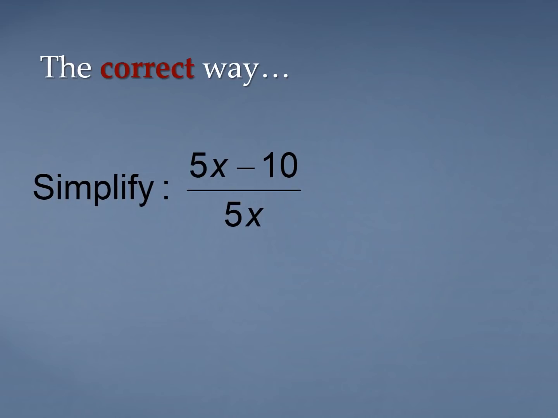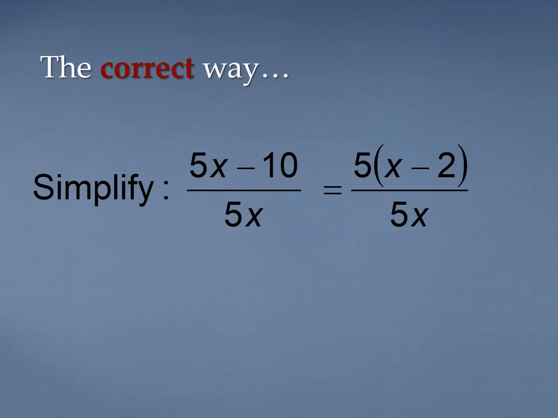Let's take a look at a correct way to simplify a rational expression. This is a very simplistic example, but I think it will bring home what I mean by correctly simplifying a rational expression. Take a look at the upstairs. We have 5x minus 10, right? What's common to 5 and 10? What's the GCF, in other words? The GCF is 5. So let's take 5 out of that, and what does that give us? That's going to give us 5 with x minus 2 in parentheses.